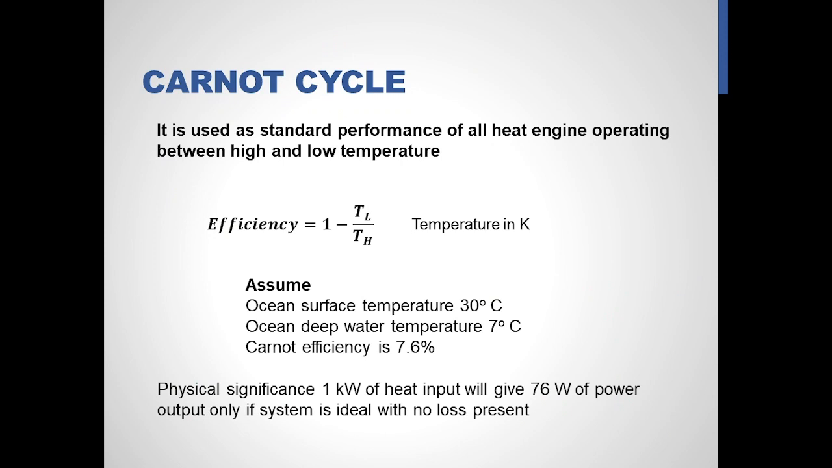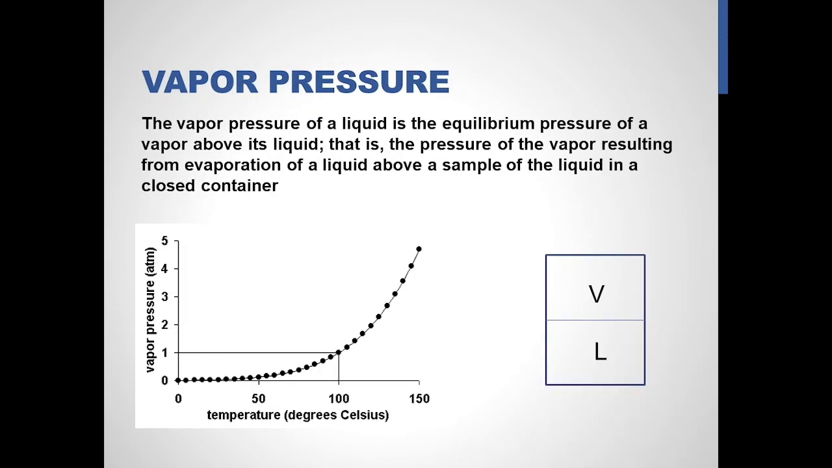So basically it tells us that the Carnot cycle has the maximum efficiency of all engines, so you cannot get more efficiency than the Carnot cycle. So that's the Carnot efficiency, that 7.6% is the maximum efficiency you can achieve if we create a plant using the OTEC powered desalination.